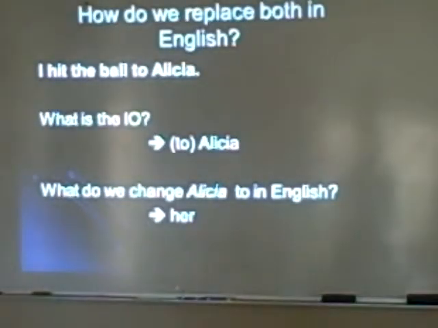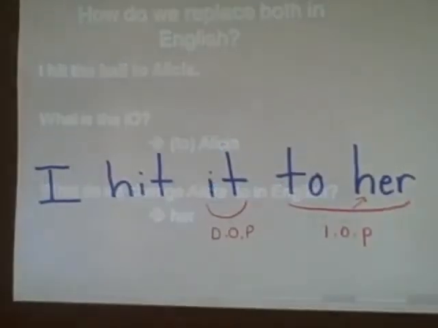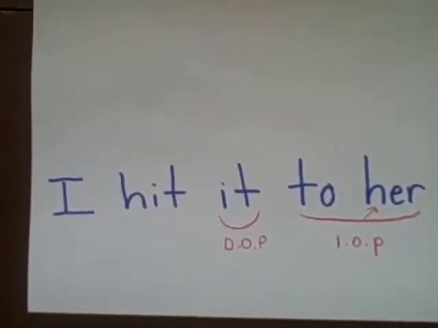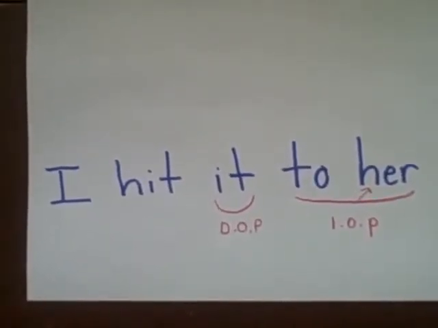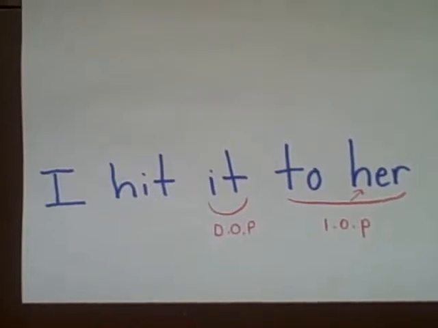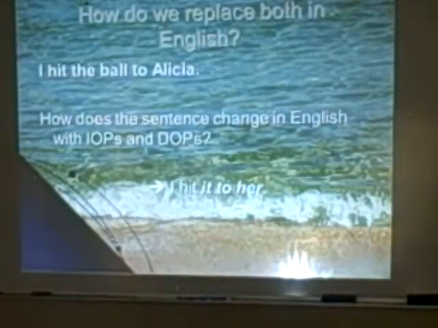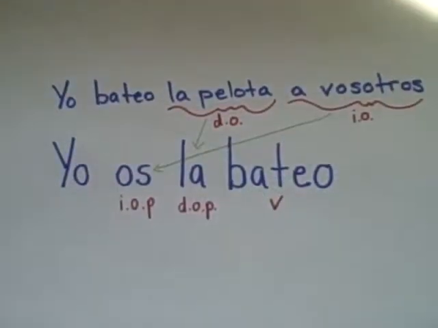So, what do we do when we want to replace both the indirect object and the direct object in English? In the sentence, I hit the ball to Alicia, what is the indirect object? To Alicia. And how do we change that in English? We change Alicia to her. I hit it to her. We replaced the ball with it, the direct object pronoun, and we replaced to Alicia with to her, the indirect object pronoun. What about I hit the ball to Alicia, changing the direct object, the ball, to a direct object pronoun, it? Here's the original sentence.